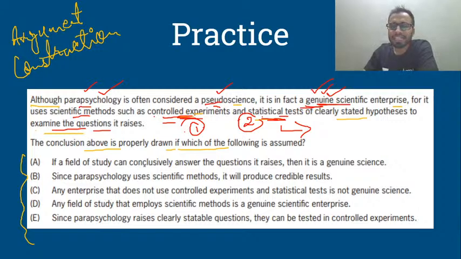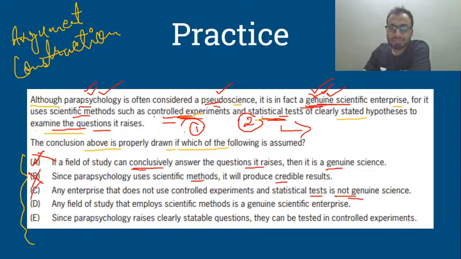If a field of study can conclusively answer the questions it raises, then it is genuine science. Do we have information that using controlled experiments and statistical tests is not genuine science? The passage is not talking about what is not genuine science. The passage is talking about whether parapsychology is genuine science, or what you must be doing for it to be called genuine science.